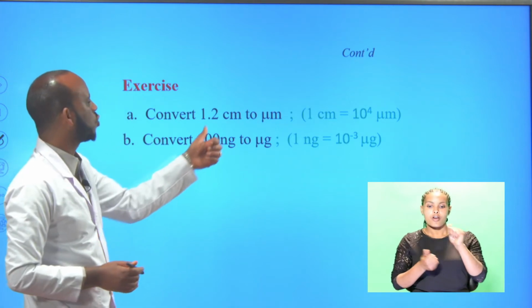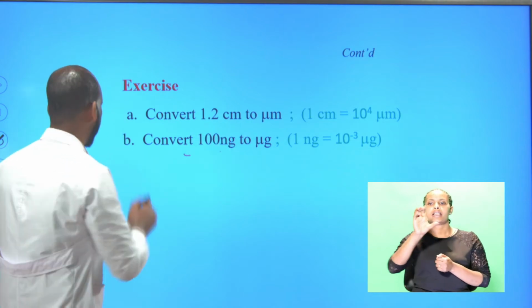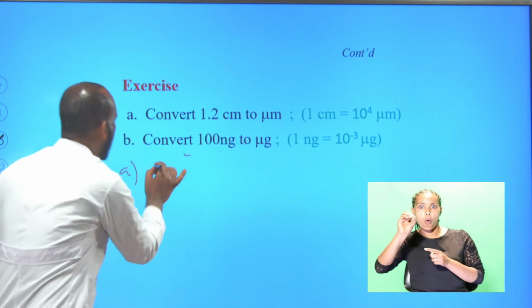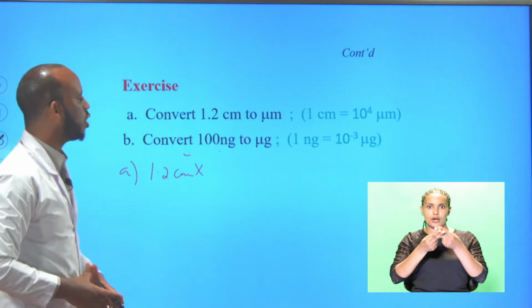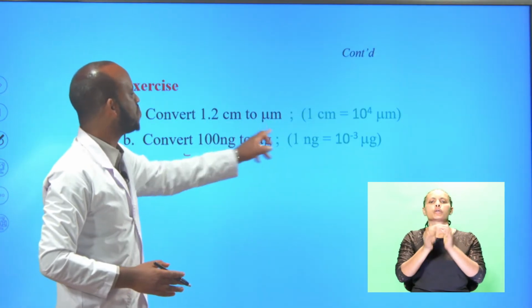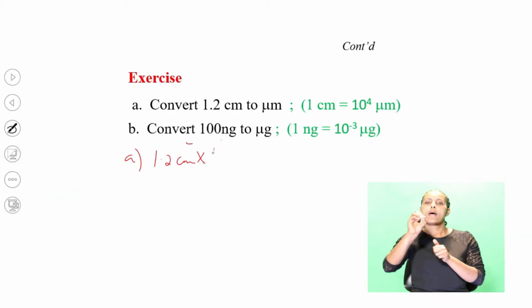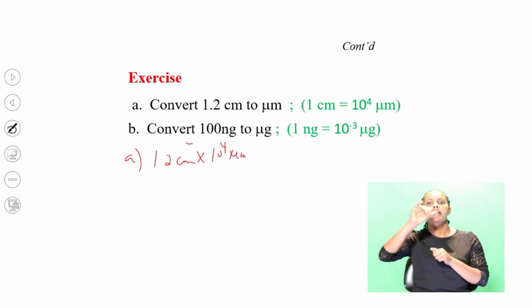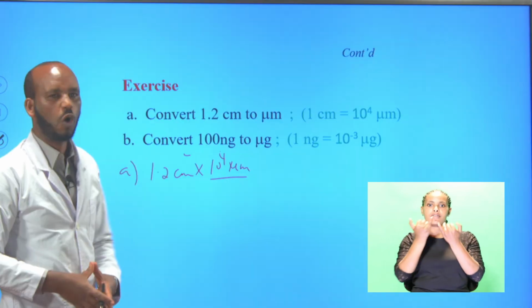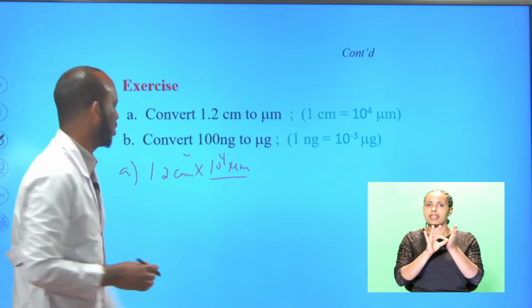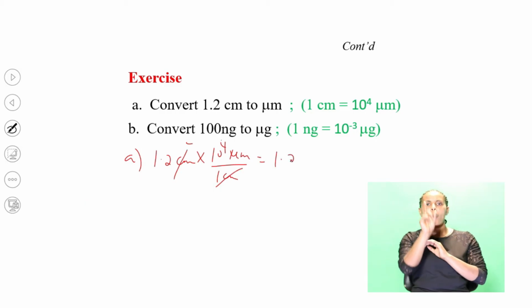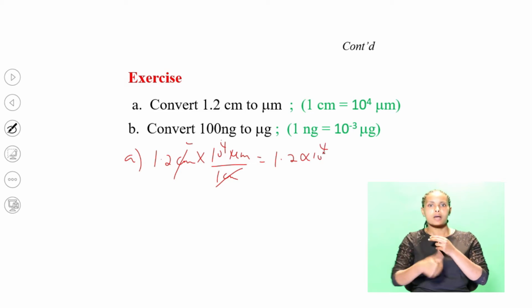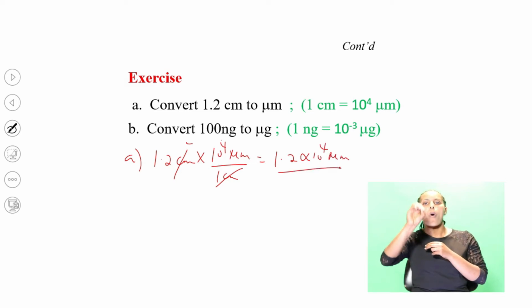A. Convert 1.2 centimeter to micrometer. 1.2 centimeter times unit of desired quantity, which is micrometer, 10 to the power of 4 micrometer, divided by unit of original quantity, which is centimeter, 1 centimeter. Centimeter will be cancelled by centimeter. Now this is the same as 1.2 times 10 to the power of 4 micrometer.